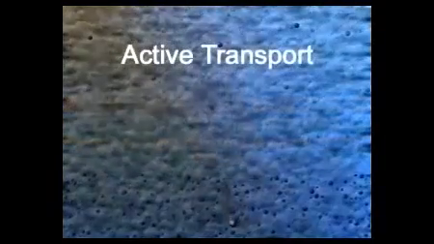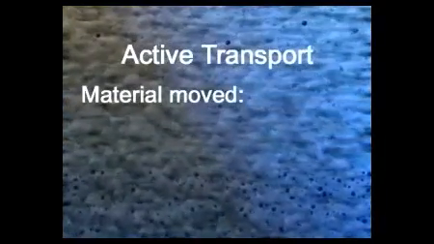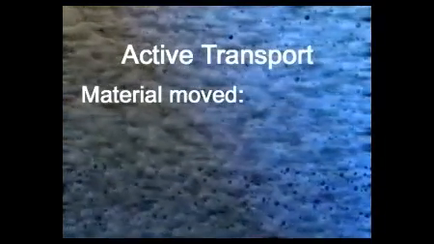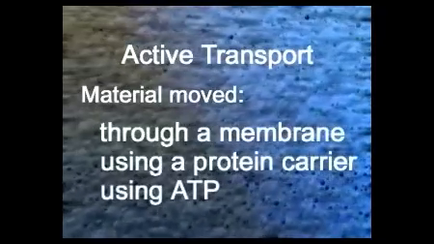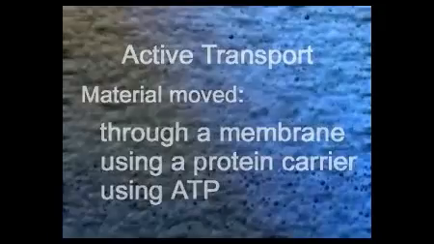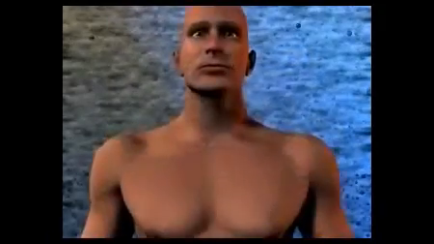Defined, active transport is material moved from a low concentration to a high concentration through a membrane using a protein carrier that requires ATP. An example of active transport is the mechanism of uptake of iodine by the thyroid gland. Iodine is essential for the manufacture of hormones that influence body metabolism.